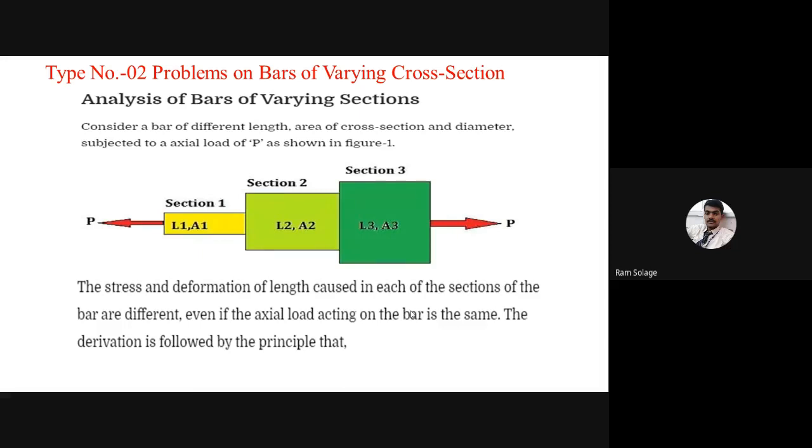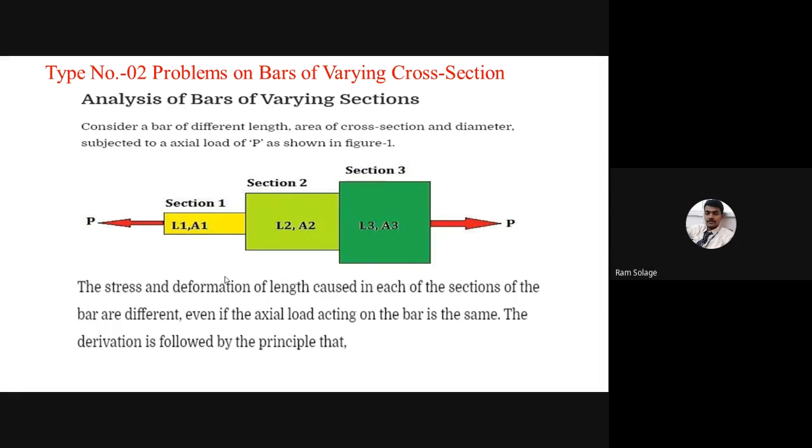Now in type number 2, suppose they are giving the varying cross section area, that is A1, A2, A3. This is the varying cross section area. Before solving this problem, we have to see a little bit of theory. Now, analysis of bar of varying cross section area. Consider a bar of different length, area of cross section and diameter. Means what? They have considered a bar made up of different material, different length, and different cross section shown in the figure. In such cases, each section is subjected to some axial load.